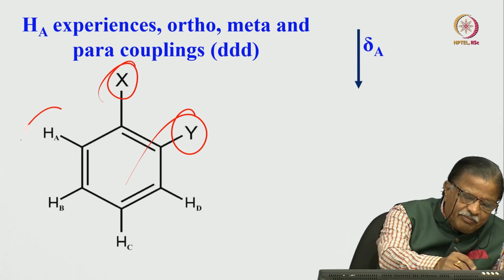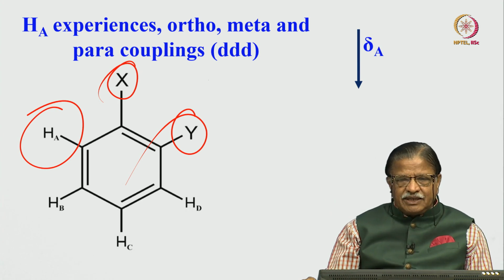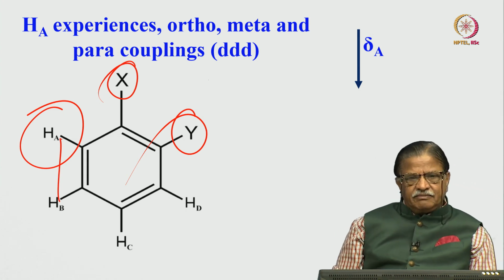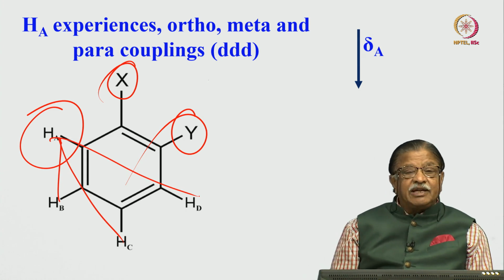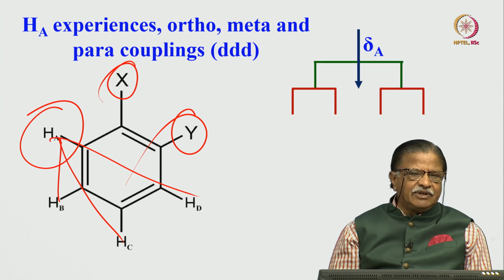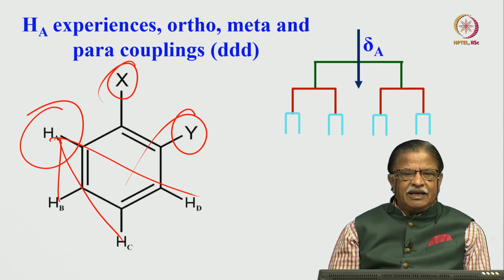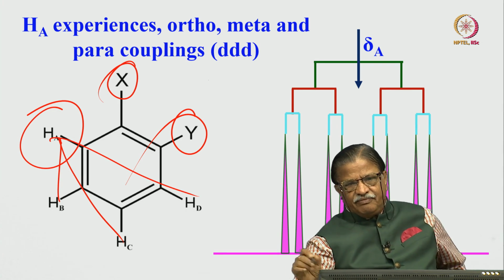Let us see how you get the multiplicity pattern of proton A. Proton A can experience ortho coupling with this, meta coupling with this, and also para coupling. So, what is the pattern you expect? You expect first the ortho coupling, and each of the doublet is going to be a doublet of doublet because of meta coupling, and each of them is going to be a doublet of doublet of doublet because of para coupling, and this is the pattern you are going to get. You see the point?